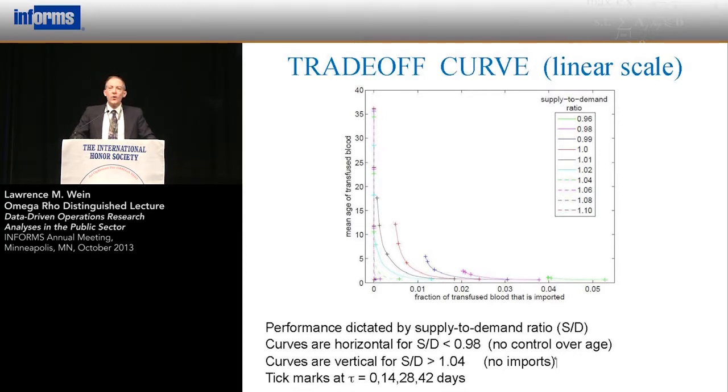Okay, so the vertical axis here is the mean age of the transfused blood. We want that small so we can get better health outcomes. The horizontal axis is the fraction of blood that's imported. We want that small so we don't spend too much money. So we want to live near the origin here. Let's look at a particular curve, say this red one right here. This curve is generated by varying the value of tau from 0 to 42 days. The top left part of the curve corresponds to FIFO. The bottom right part of the curve corresponds to LIFO. And there's a whole bunch of curves here, and each curve corresponds to different values of the supply to demand ratio.